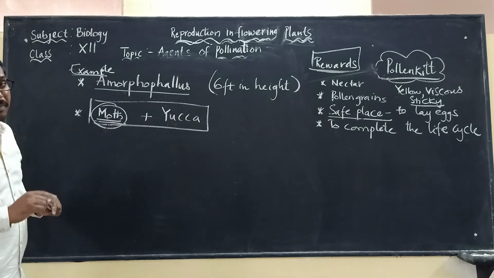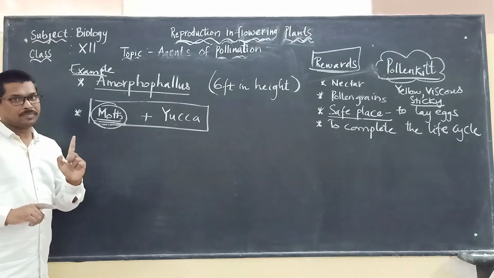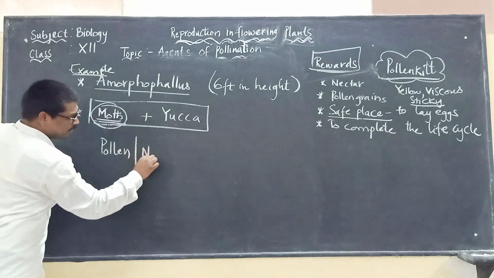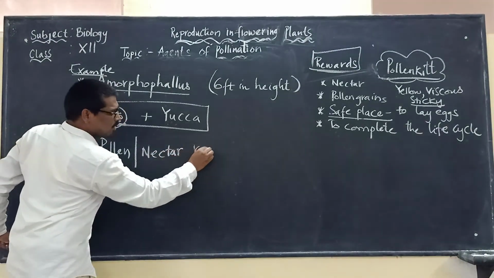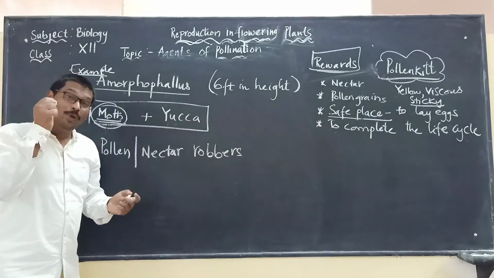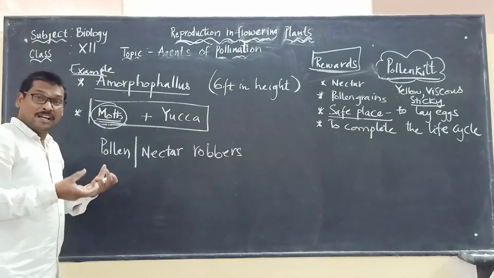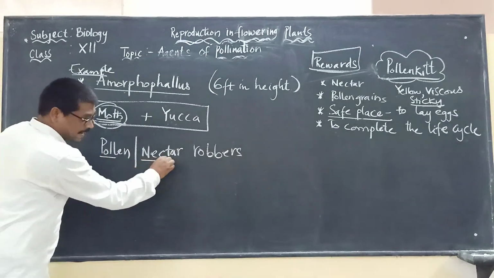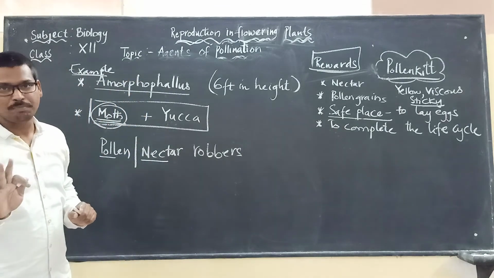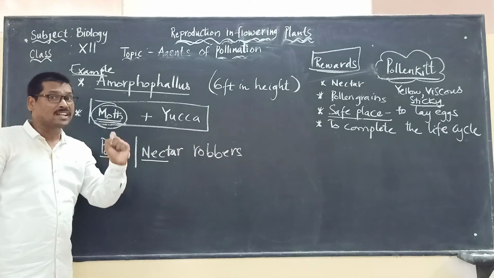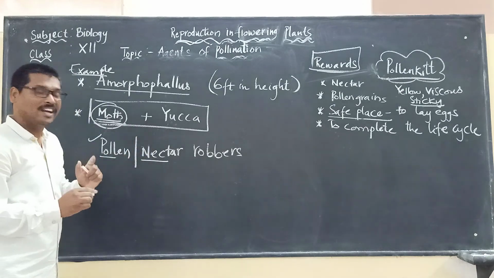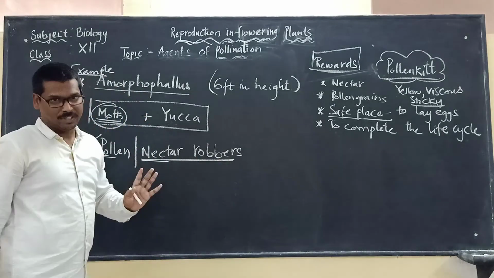And the last thing that we have to keep in mind in this video is that there are some insects which are also called pollen or nectar robbers. What do you mean by pollen or nectar robbers? Those insects which go for collecting the pollen or the nectar from the flower, but they are not involved in the process of pollination. So those insects which do not help in the process of pollination, but collect the pollen grains or the nectar, are called what? Pollen or nectar robbers. Thank you so much.